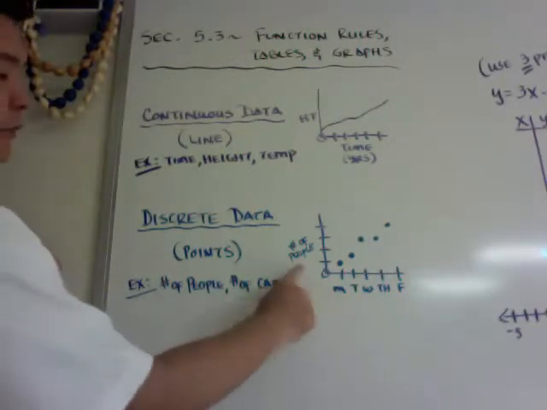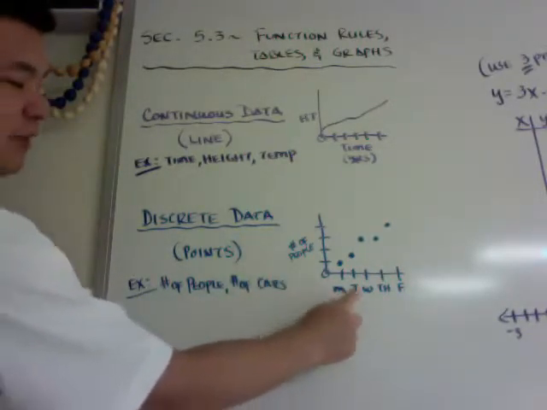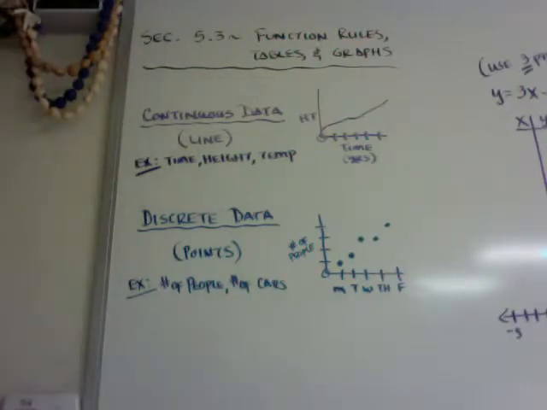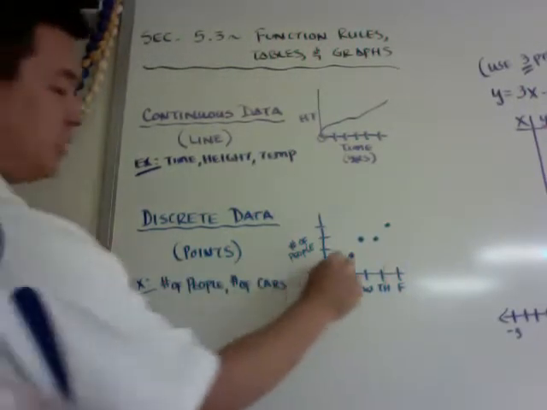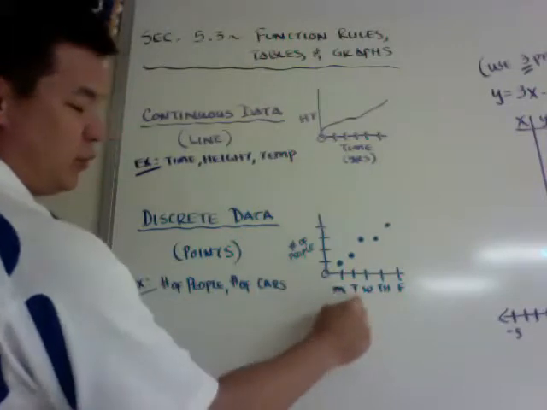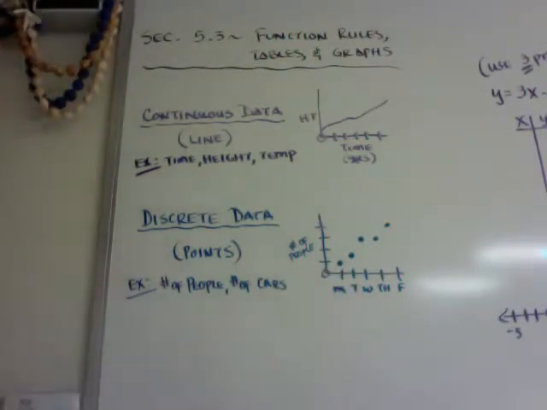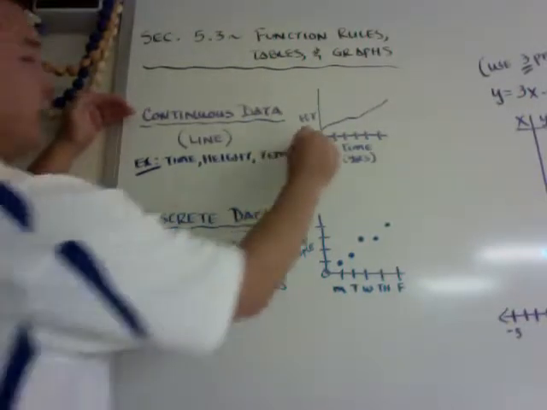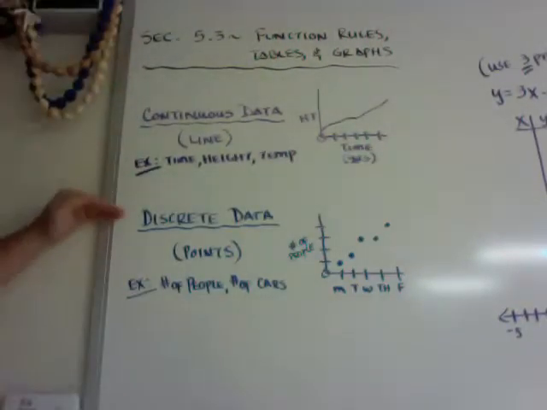For example, the number of people at Disneyland on Monday, Tuesday, Wednesday. Because you can't have any lines between it. There's not going to be any data between Monday or Tuesday. You just have dots. Okay, so that's the difference between continuous, which is like a continuous line, or discrete, which is going to be points or whole numbers.